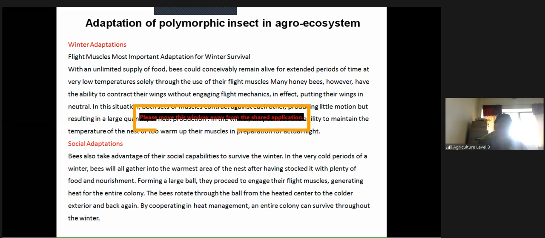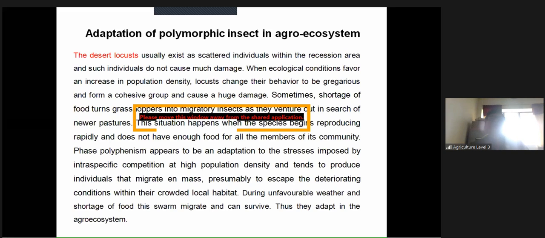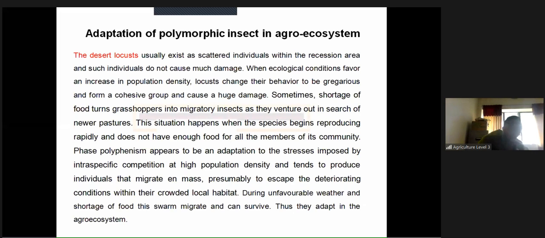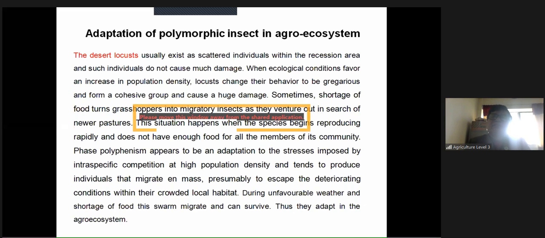Now, another adaptation, for the desert locust. For the desert locust, what is that? Where does the desert locust usually exist? As scattered individuals within the recession area. Recession area means the area where the insects are born and live and feed and so on. This is called the recession area. The desert locust, Schistocerca gregaria, usually remains scattered, or individually.